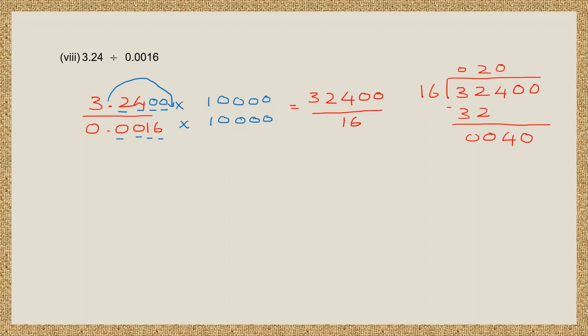So that's 40. Again, 16 twos are 32, minus. I need to borrow, so this becomes 3, this becomes 10. 10 minus 2 is 8. 0, I bring down the 0. 16 fives are 80, minus, so I've got my answer. My answer is 2025.